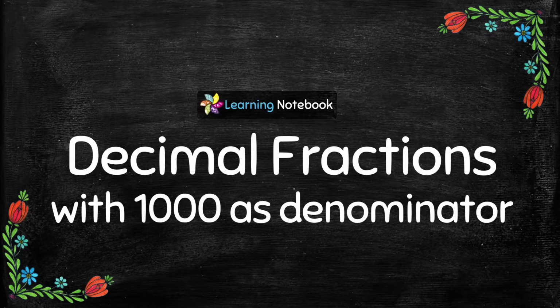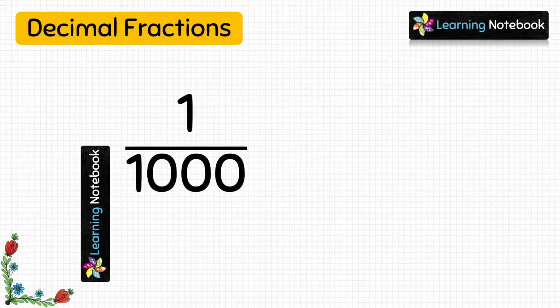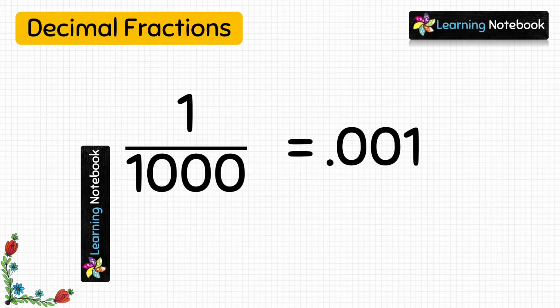Now let's understand decimal fractions with 1000 as denominator. Now if we take a sheet and divide it into 1000 equal parts and then color any one part, the fraction of this colored portion will be 1/1000. And in terms of decimals, we will write it as 0.001.